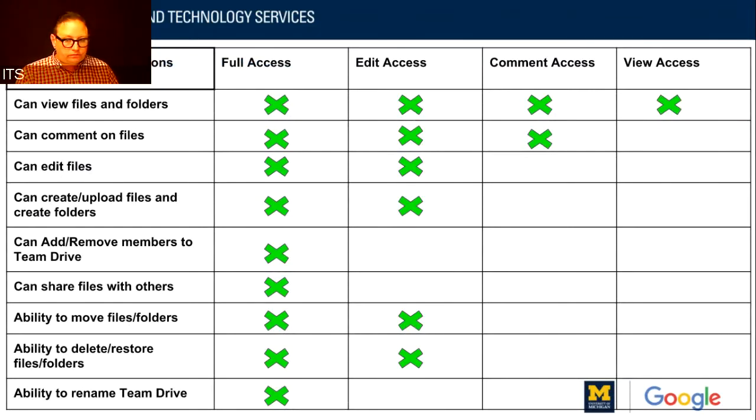You'll notice on this graph that, at the very bottom, full access gives people the ability to rename the team drive, which can be problematic if too many people have that access. There could also be more than one team drive. So you want to make sure that you only give a few people full access, because that really gives them the ability to do absolutely everything in that team drive, including rename the team drive.